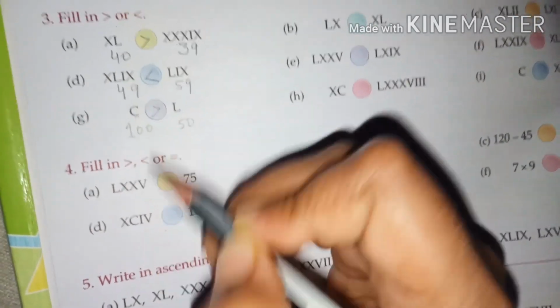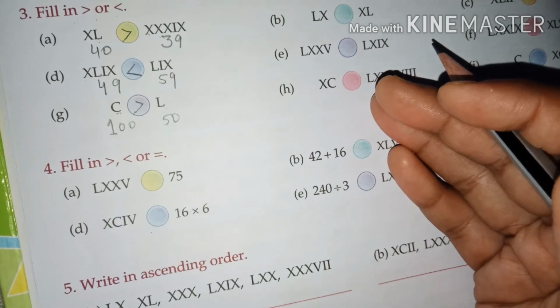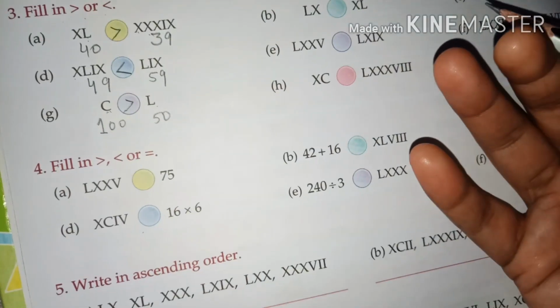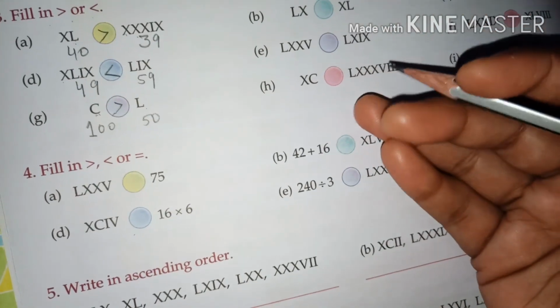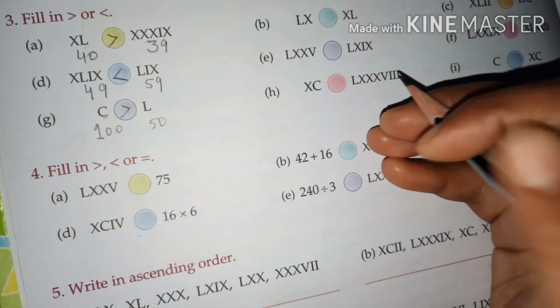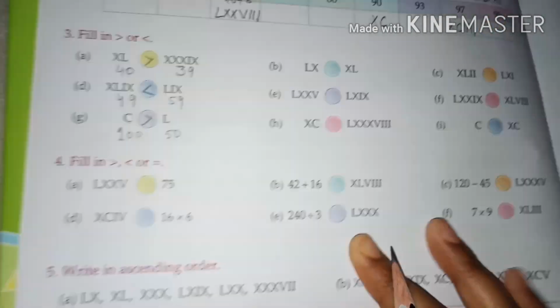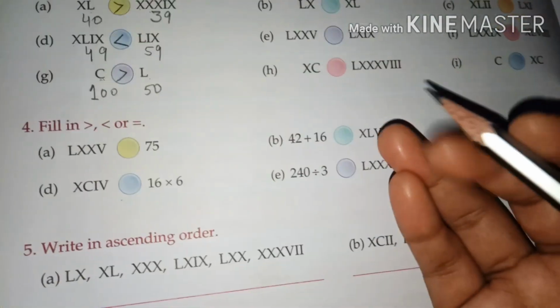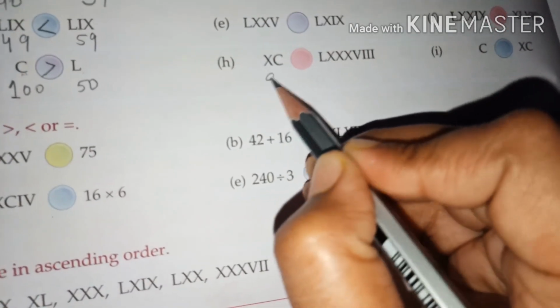So C is greater. Is it clear? So we must know about these Roman numerals because many times these numbers appear in front of our eyes. So it is our duty to be able to identify the numbers. If we are learning Roman numerals, we must know which number is greater or which is less than. Like this question, XC is 90.